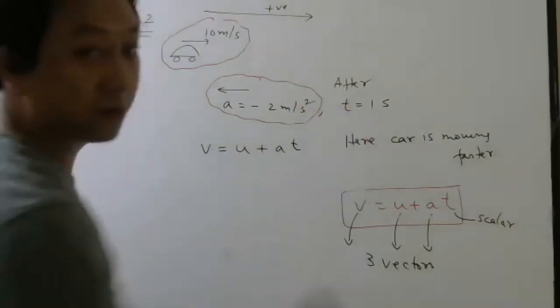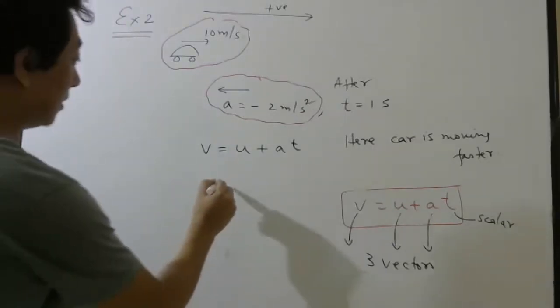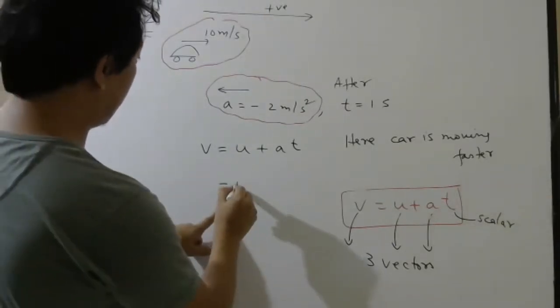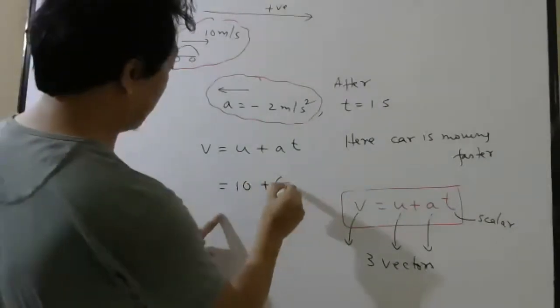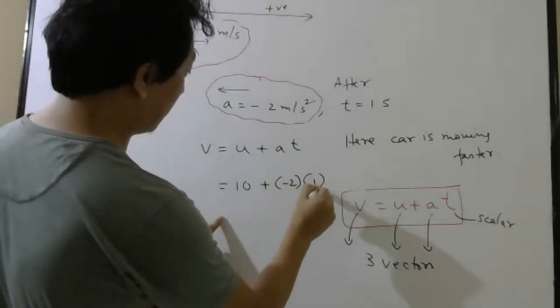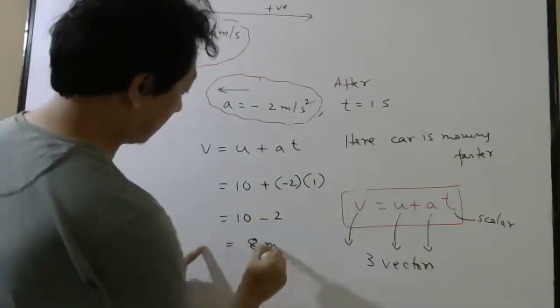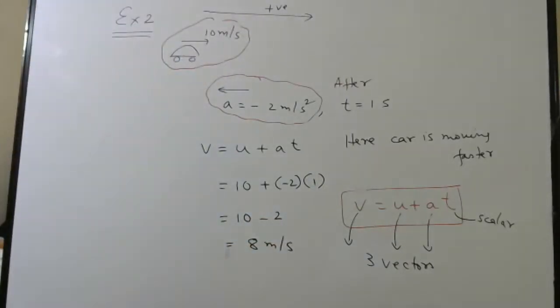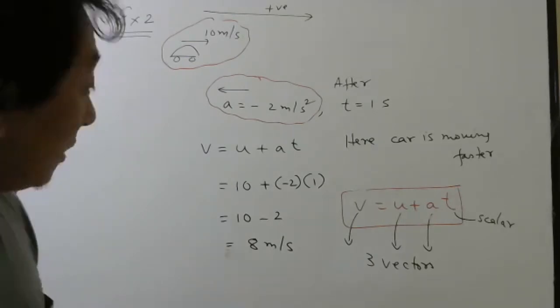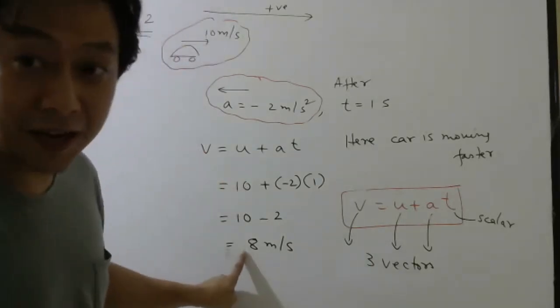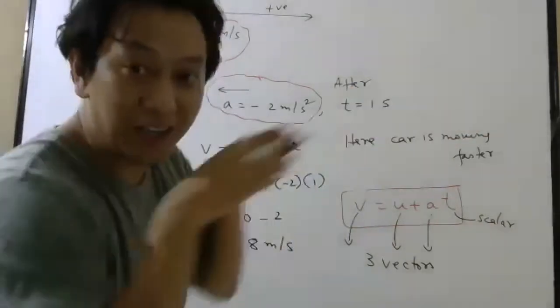Now you tell me the final velocity after 1 second. Initial velocity is 10, acceleration is minus 2, time taken is 1 second. So it will be 10 minus 2, 8. Correct? It is still moving. See, it came plus 8, remember. That means the car is moving this side only.